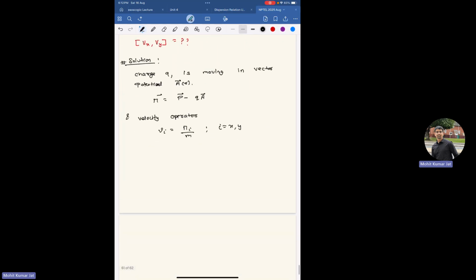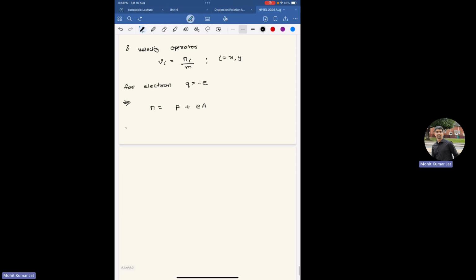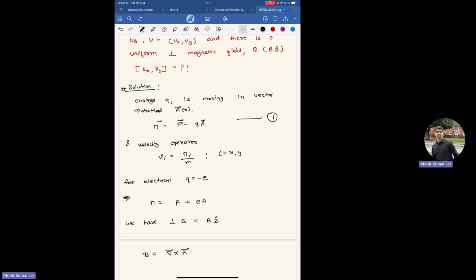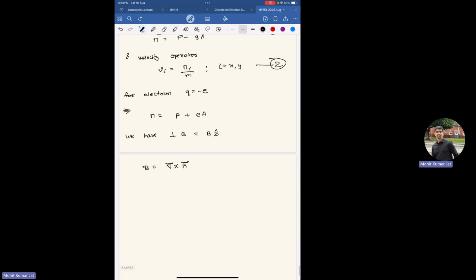And we know for electrons, q equals minus e. What this implies is that pi is nothing but, let me just write it, pi equals P plus eA. Now we assume that we have a perpendicular magnetic field B equals Bz cap. So we know that B will be the curl of A. Let me call these equation 1, equation 2, equation 3.